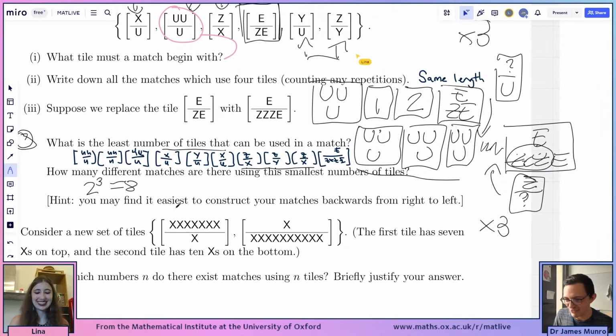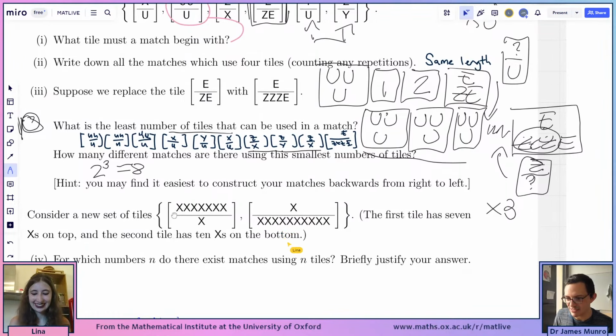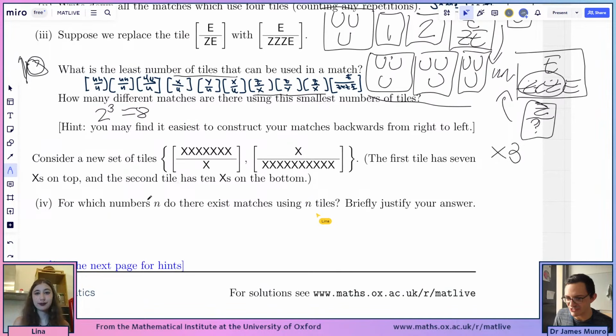I think you've got your 8 choices. We're not going to list them all out because it takes ages to write them down. The last part is loads of X's, new tiles. Over to you. Yeah. So the last bit is we've now just got 2 tiles, and because it's only X's on the top and on the bottom, all we need to think about is how many X's we have on the top and the bottom.